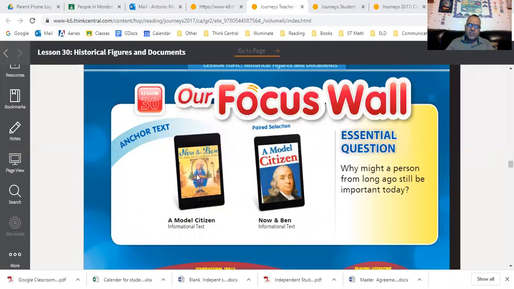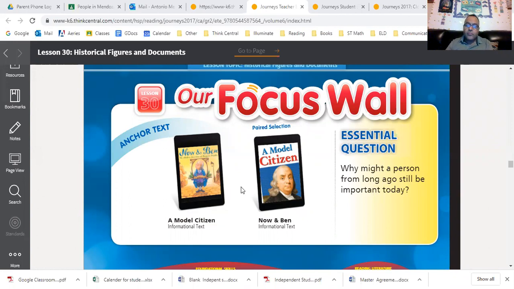I hope that you enjoy this reading about Ben. He was a famous inventor, but he not only did great things like invent awesome things, he was also a model citizen. We're going to look at how he played an important part of our past by inventing and by being part of our government.